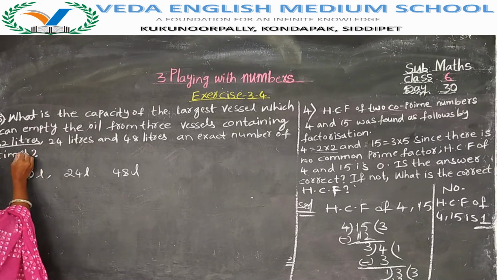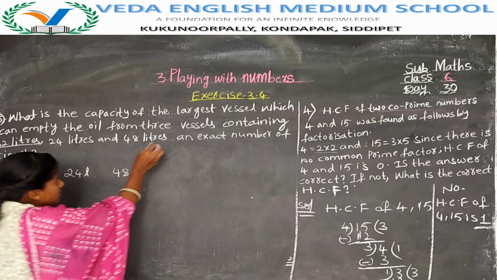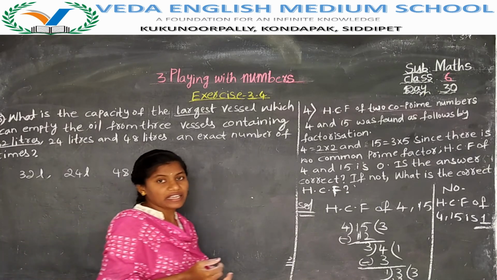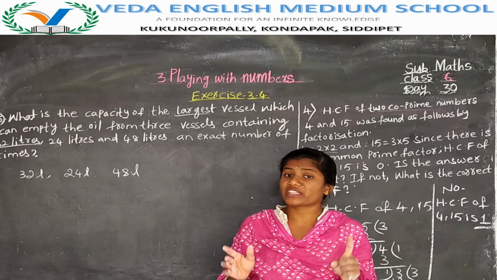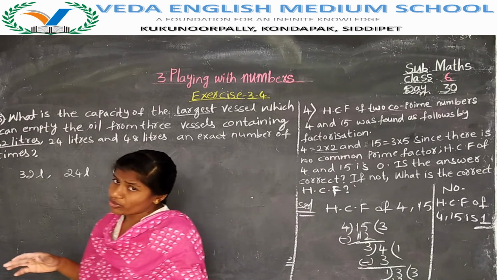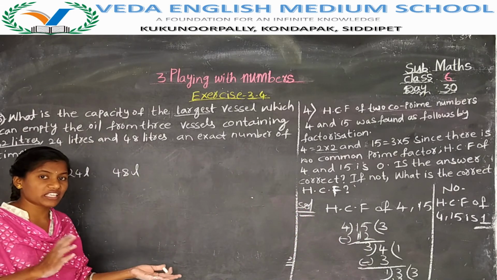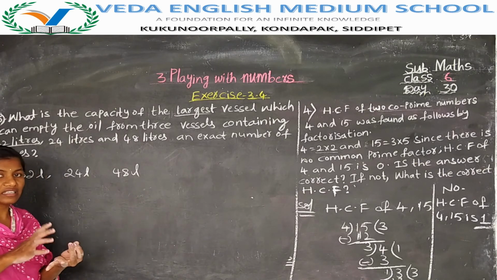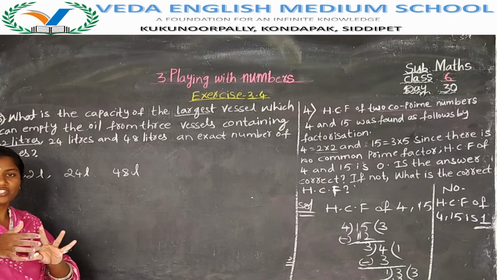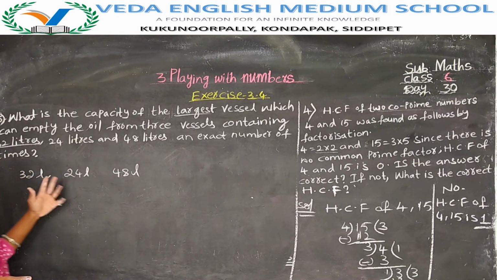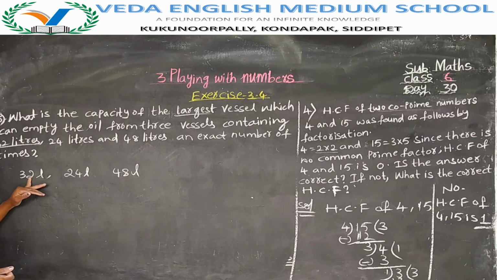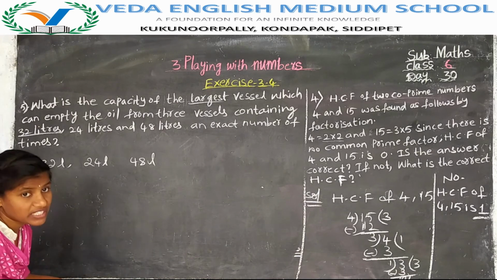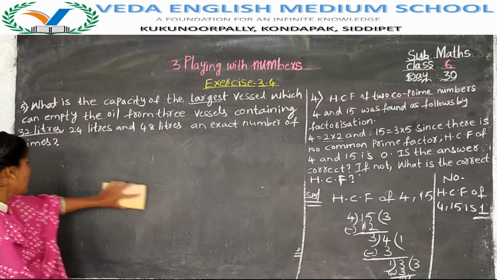Now observe, here they have given largest. Just now I said if you get longest, largest or greatest, you have to go with HCF. You can go with HCF by prime factorization or HCF by the continuous division method, no problem. But you have to go with HCF. So here also we have to find the HCF of 32, 24, 48. That number is the largest vessel.